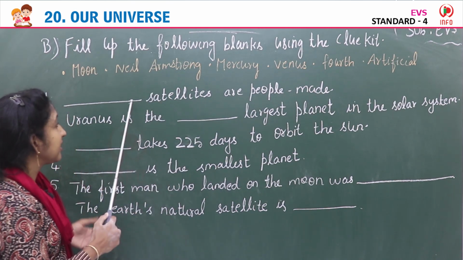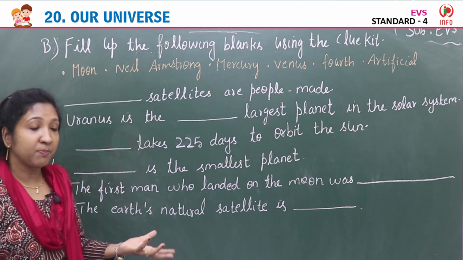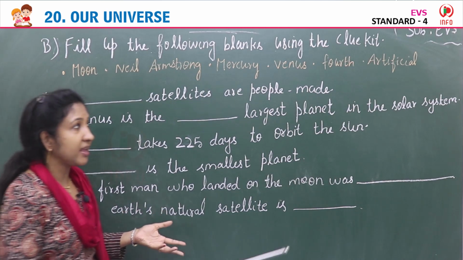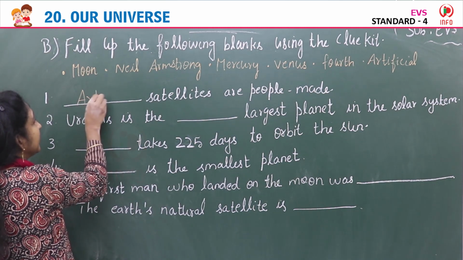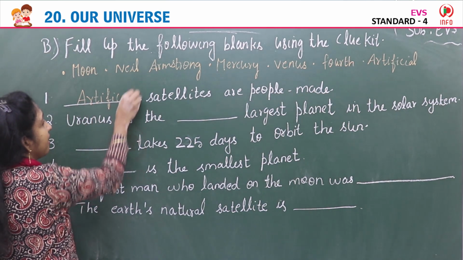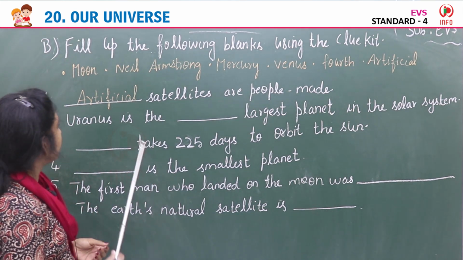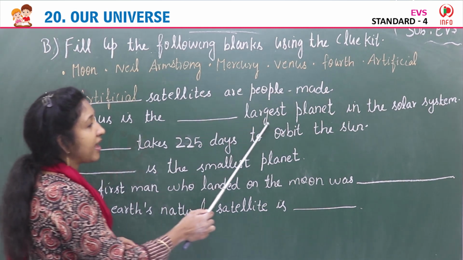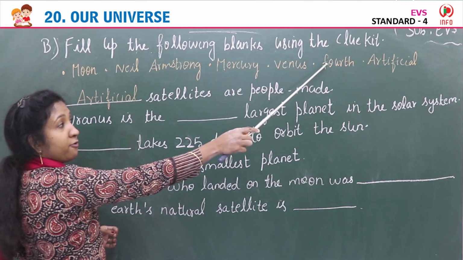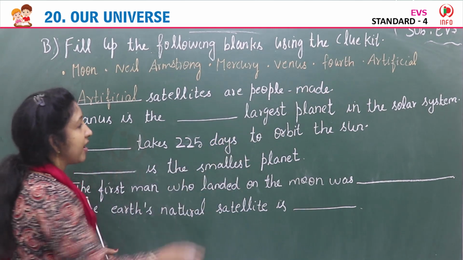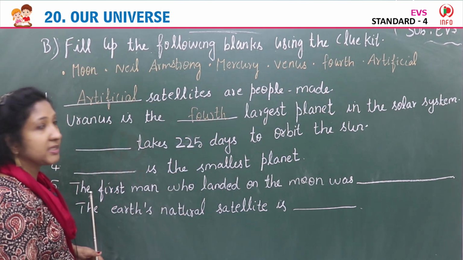Okay, the first one is dash satellites are people-made. Which are the people-made or man-made satellites? We say it as artificial satellites are people-made. ARTIFICIAL. Then second, Uranus is the dash largest planet in the solar system. Uranus is the 4th largest planet in the solar system. FOURTH, 4th largest planet in the solar system.